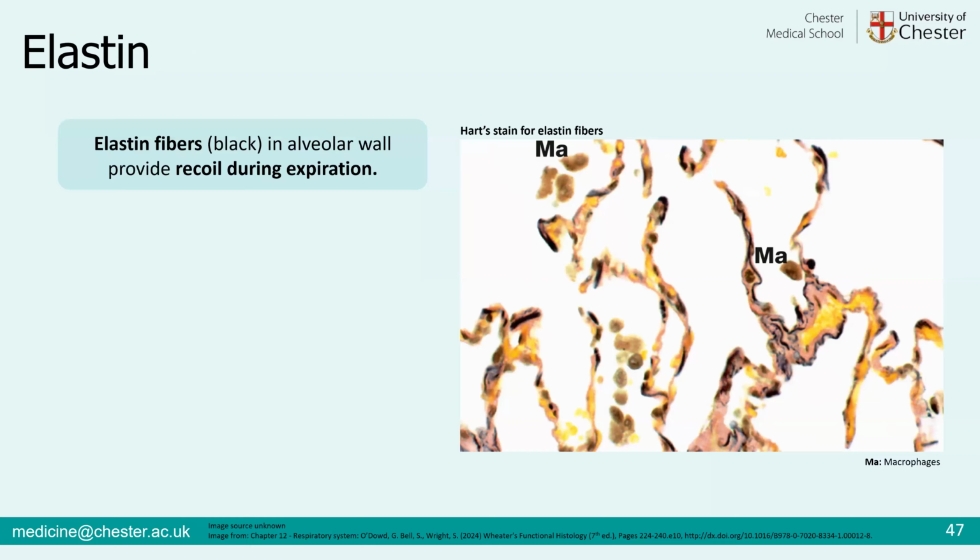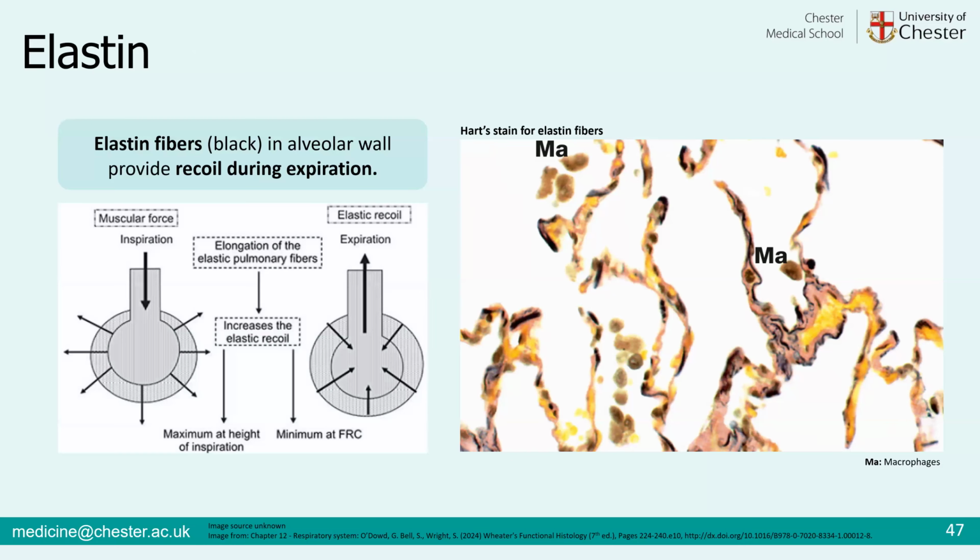But that's why the elastin fibers are really important, because exhalation, at least quiet exhalation, is largely a passive process. These provide the recoil to then reduce the size of the alveoli. So as the alveoli are expanding through muscular force, they increase in size, and then it's the elastic fiber recoil that then reduces their size for expiration or exhalation.